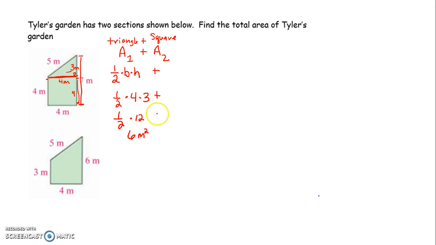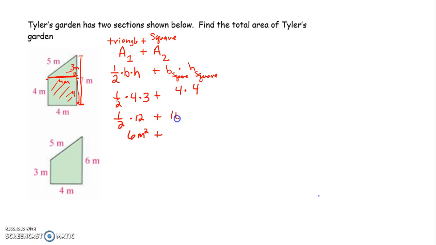To that, I'm going to have to add on the area of my square. How can I find the area of a square? Well, you can do the base times the height of the square. Those sides are actually the same. So this will be the base of my square times the height of my square. Just want to show you it's different than that base and height. So the base of my square is 4 meters times the height of my square here is also 4.